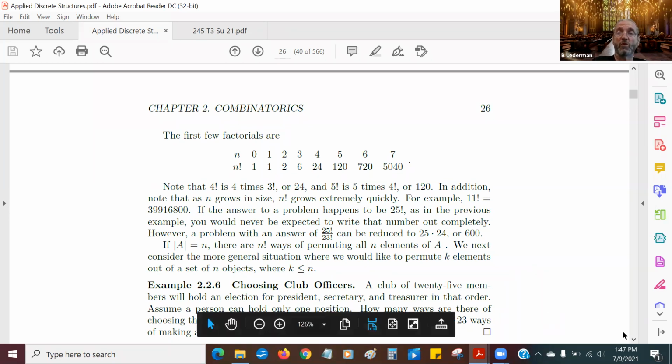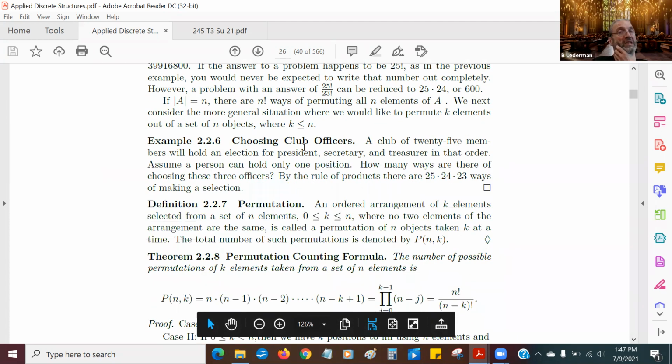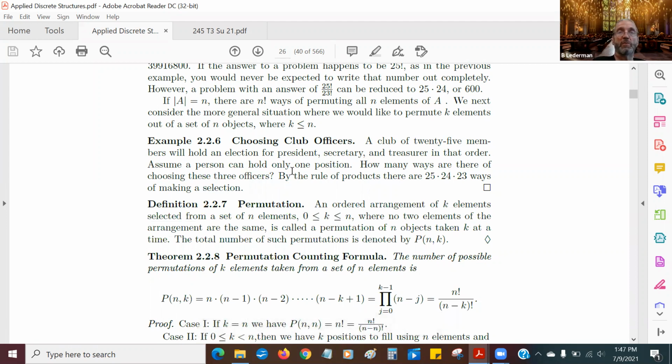So we have a club with 25 members, and they're going to have an election for president, secretary, and treasurer in that order. Assume that a person can hold only one position. How many ways are there of choosing these 3 officers? By the rule of products, we have 25, because 25 people could be president, but once the president is elected, there's only 24 left who could be secretary. And then once that's done, there's only 23 left who could be treasurer. So it's 25 times 24 times 23, whatever that number is. And we call that a permutation.